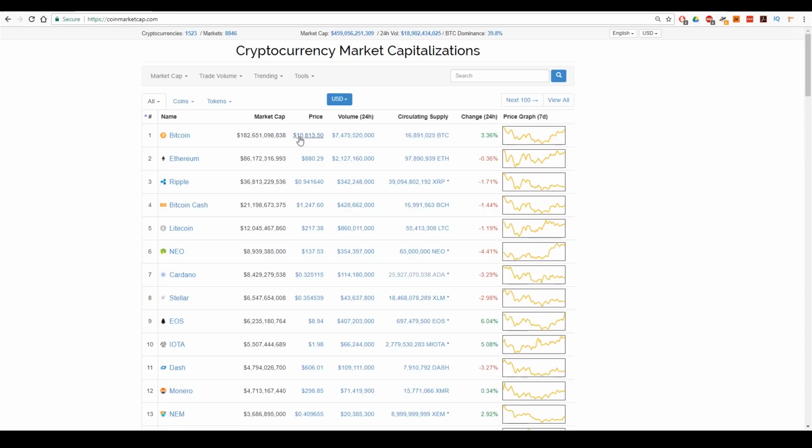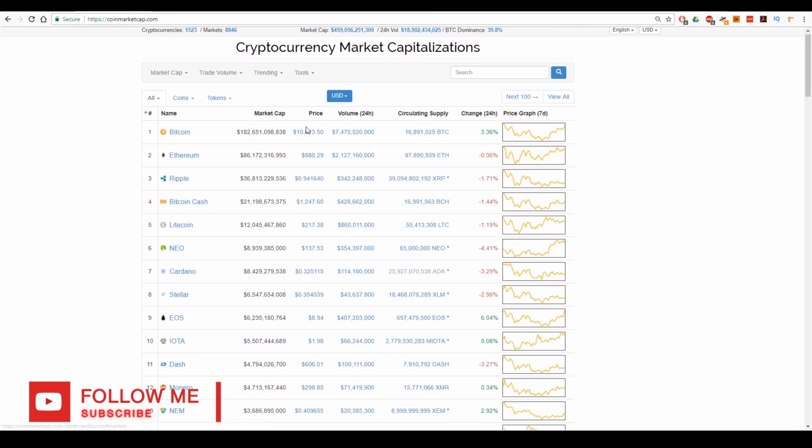So then we have a price. This is the price for one unit of Bitcoin. So one Bitcoin is currently worth $10,813 US. We have Ethereum, which is currently worth $880 US. We have one unit of Ripple being 94 cents.